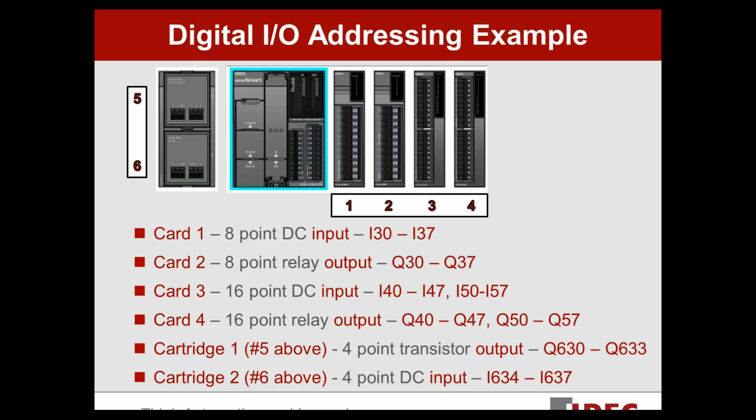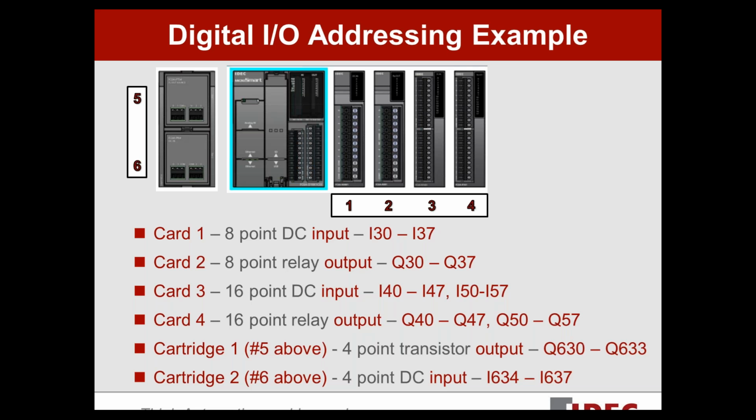The fourth card is a 16-point relay output card. And again, those addresses are going to fall off based on my first output card in general. Again, my first output card had addresses Q30 through Q37. So this second card, again, it's a 16-point output card. Addresses will start at Q40 and go from Q40 through Q47 and Q50 through Q57.